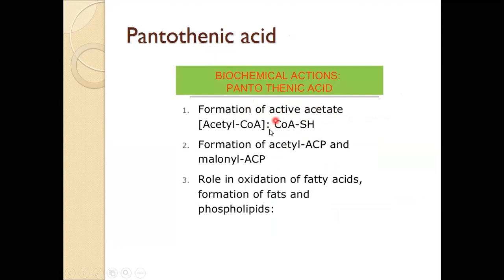This is a high energy bond compound, and it helps in many metabolic processes like oxidation of fatty acid, oxidation of carbohydrate. So this group is obtained from pantothenic acid, and this group helps the oxidation of fatty acid and oxidation of glucose to produce ATP.